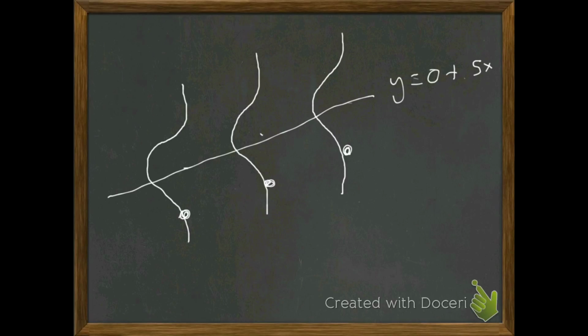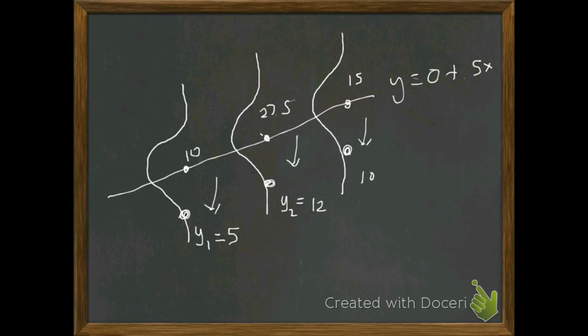So this would be our y sub 1, which was, again, 5. And our mean right here was 10. And our y sub 2 was 12, but the mean response was 27.5. And here we got sample data equal to 10, so we had a mean response equal to 15. So in each of these cases, our mean has overestimated.